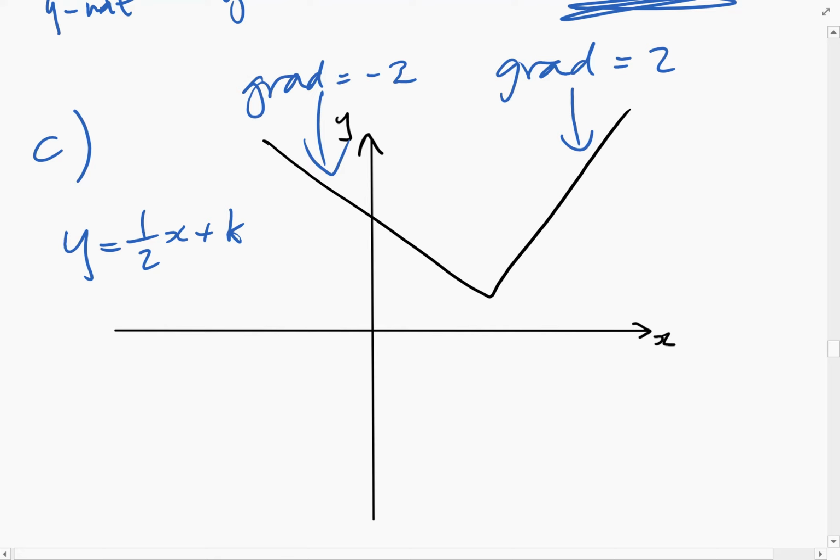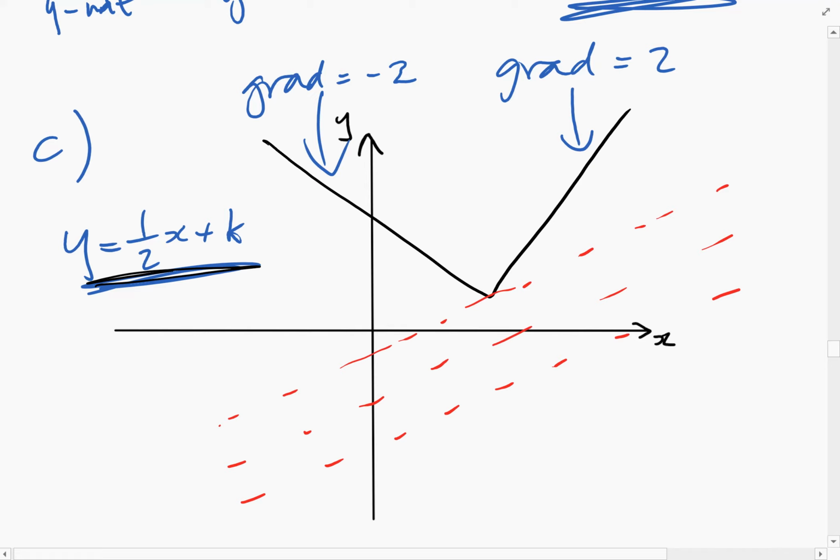And so this line isn't as steep as the others. So this line would look, let's do it in red, would look something like this. So it could look like this, it could look like this, it could look like this. Now we're trying to find the value of k where there are no points of intersection. So if we find what k is when the two graphs do meet, then we know to choose a lower value of k for our final answer.